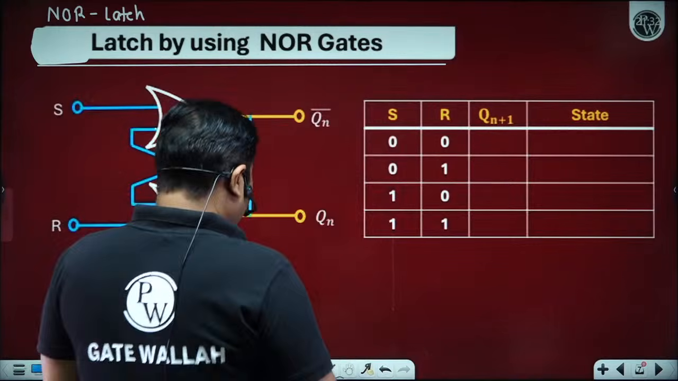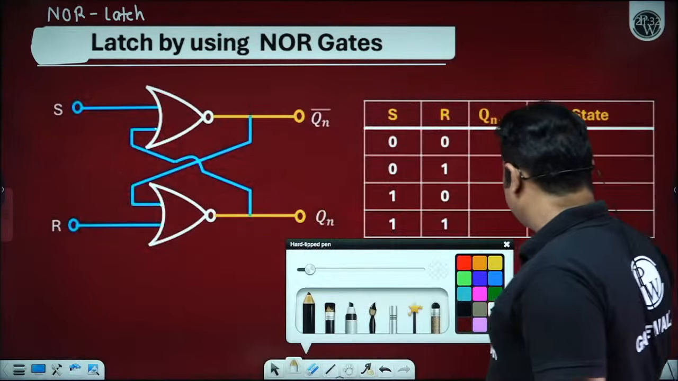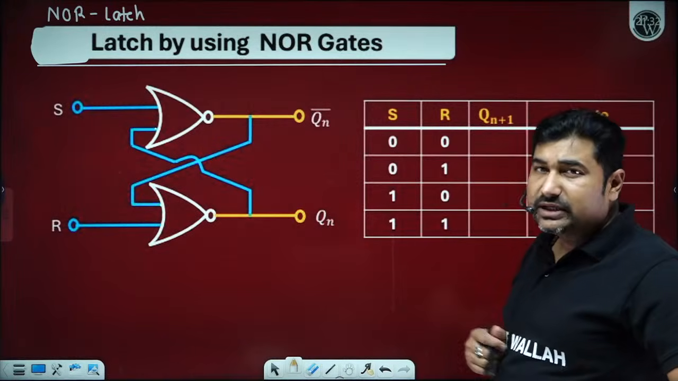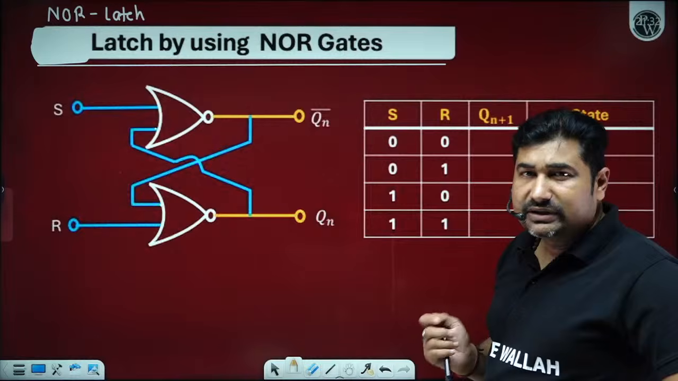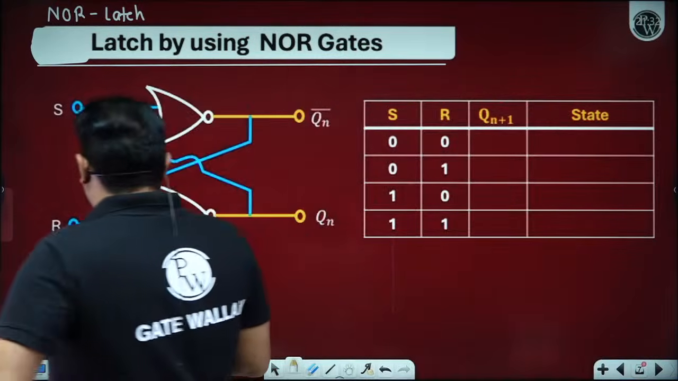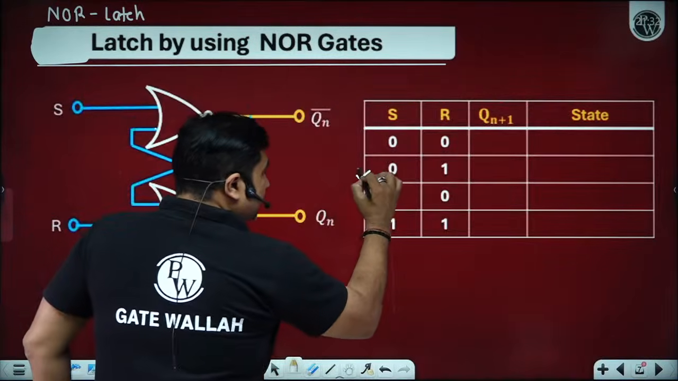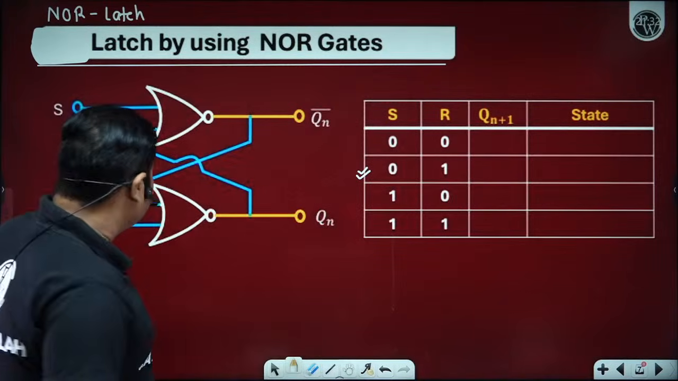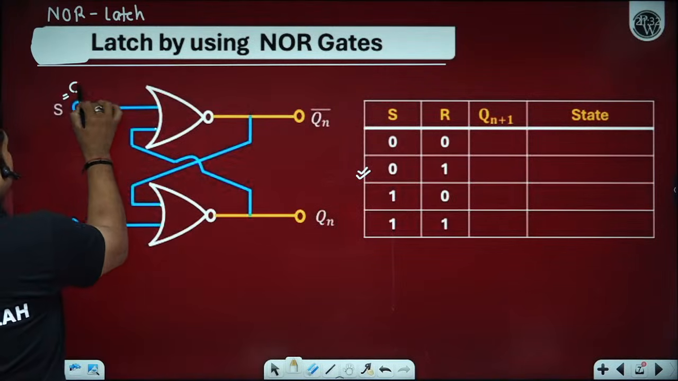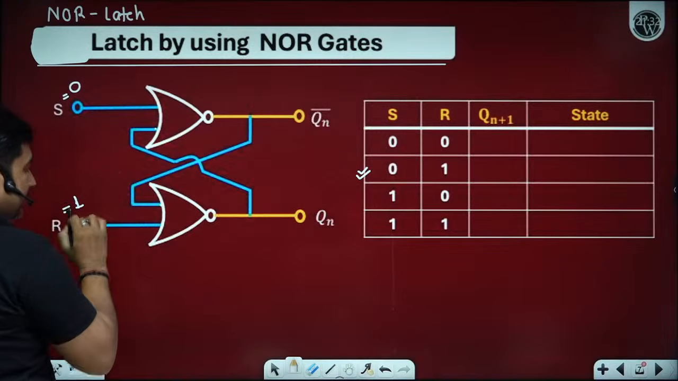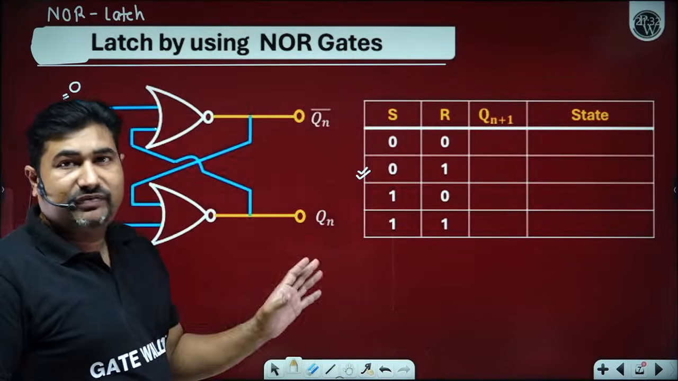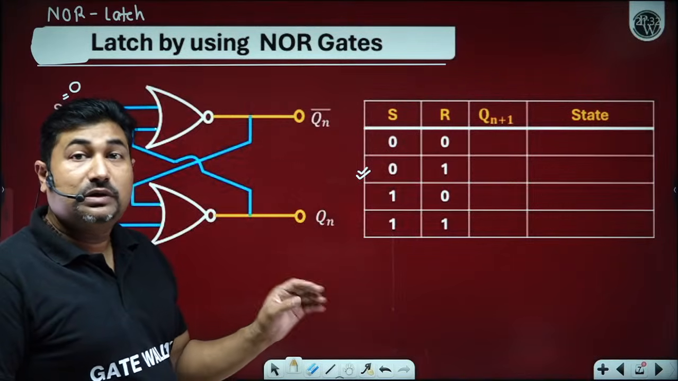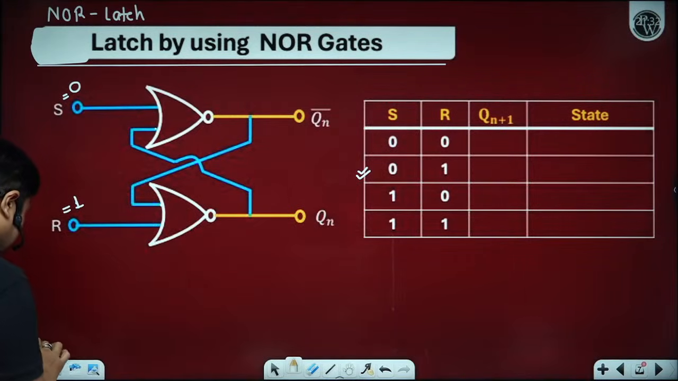Please observe now. S is equals to 0 and R is equals to 0. How many possibilities for the input? 0 0, 0 1, 1 0, 1 1. There are only 4 possibilities with the input S and R. Let us take first this one: S is equals to 0 and R is equals to 1. Latches don't have any fixed truth table. For latches, always follow disable.